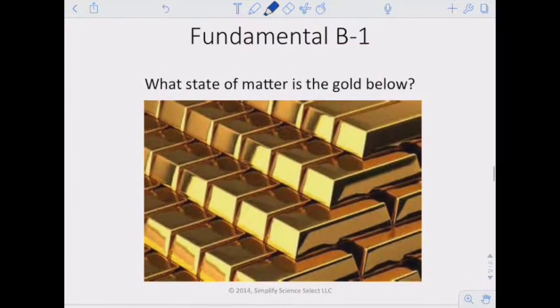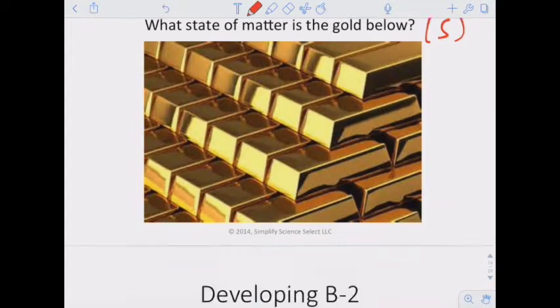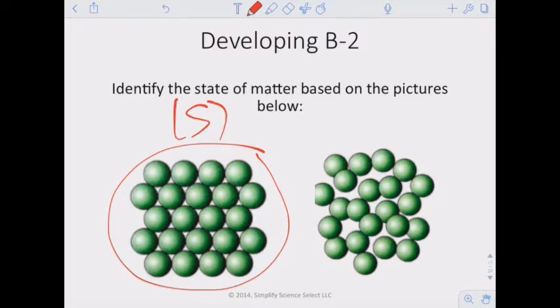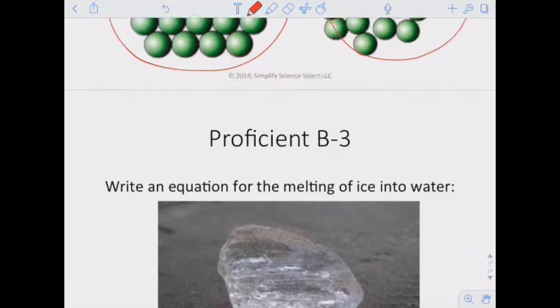So our first fundamental question for this section says, what state of matter is the gold below? And so when we see it, it's in solid form. So what we would say is we put an S in parentheses. It's in solid form. That's the state of matter. Identify the state of matter based on the pictures below. If we're looking at this one, very rigid structure, very set and organized. So this would be a solid. And see how these are kind of flowing a little bit? That would be a liquid. So we have a solid and a liquid.